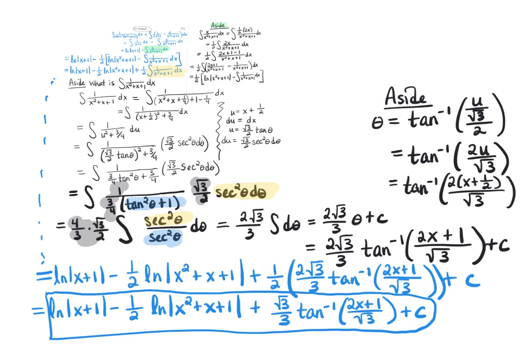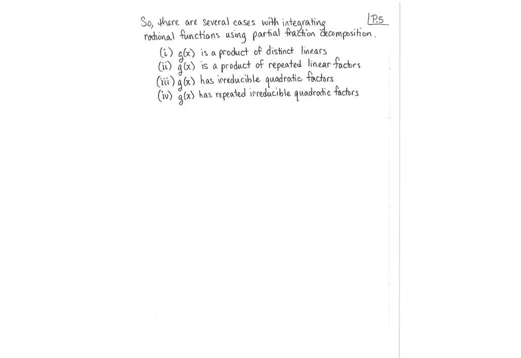So just to summarize this section, there are several cases with integrating rational functions using partial fraction decomposition. 1, g of x is a product of distinct linears. What does that mean? We're thinking of f of x over g of x. So g of x is our denominator here. G of x can be a product of distinct linear factors. G of x is a product of repeated linear factors. G of x has irreducible quadratic factors, or g of x has repeated irreducible quadratic factors. And you can certainly have combinations.